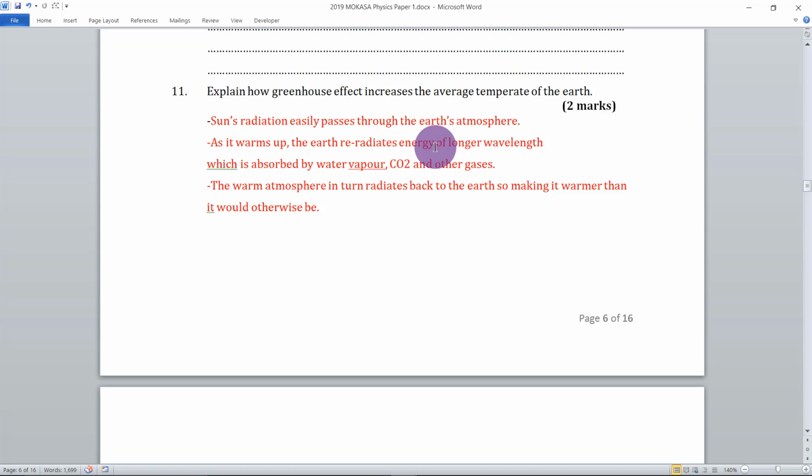Now, why is this? It's because the temperature of the Earth is much lower than the temperature of the sun. Therefore, the infrared radiation that it sends back to the atmosphere has got a longer wavelength. Now, this energy is easily absorbed by the water vapor in the atmosphere and the carbon dioxide in the same atmosphere, and of course other gases. And then the warm atmosphere in turn radiates back to the Earth. So it sends this energy back to the Earth, making it warmer than it would otherwise be. So it's just as simple as that.